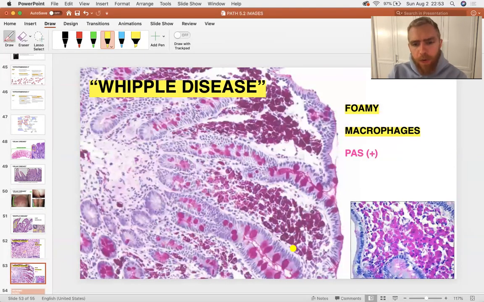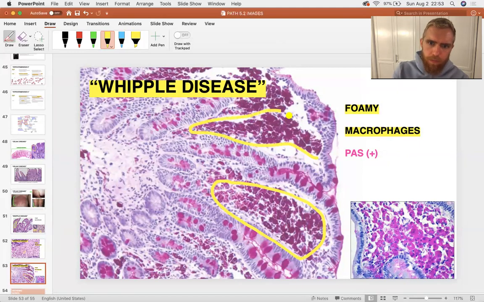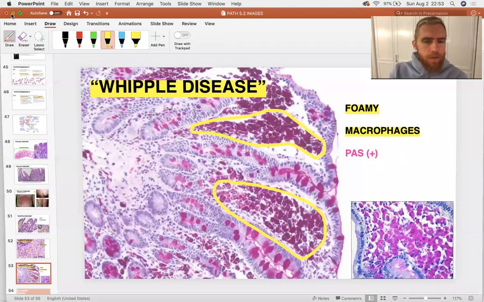Last slide. Here's what they look like with the PAS stain. I think this might be the same picture in the SDL, actually. And then in the lower right, yeah, they pick that purple PAS up like it's nothing.